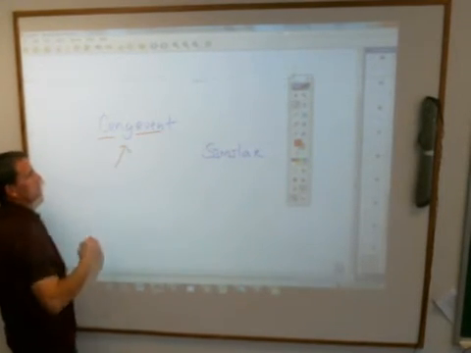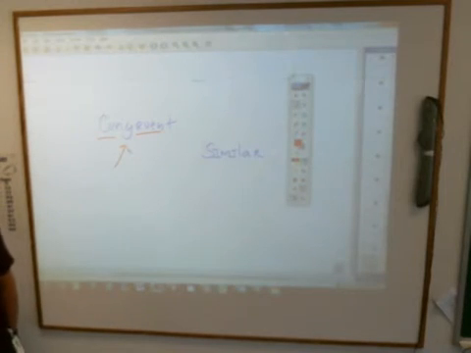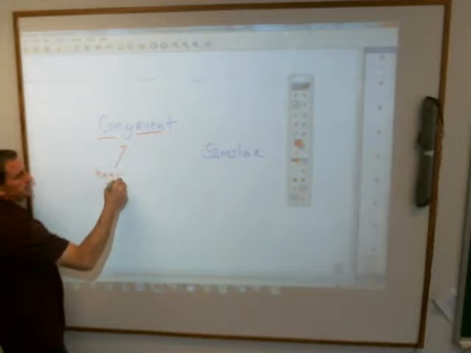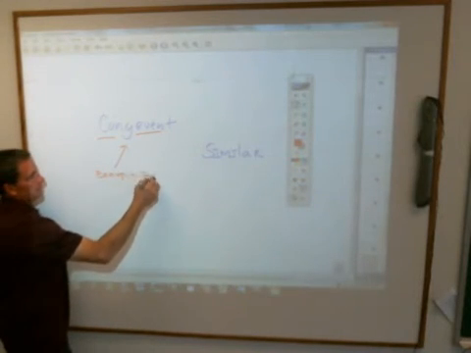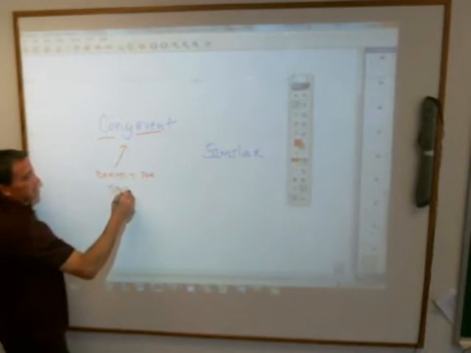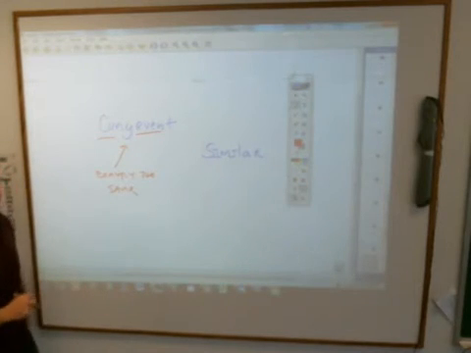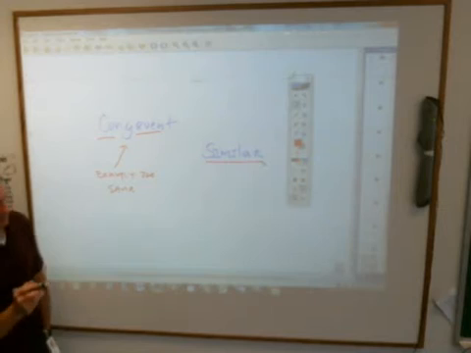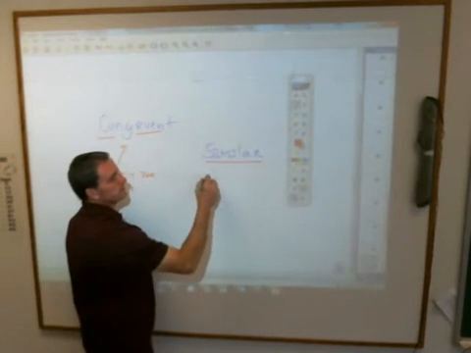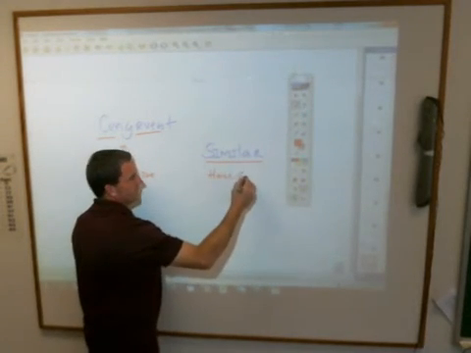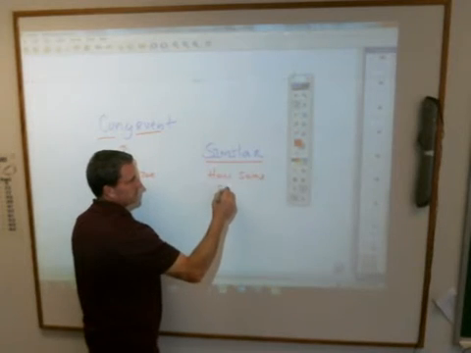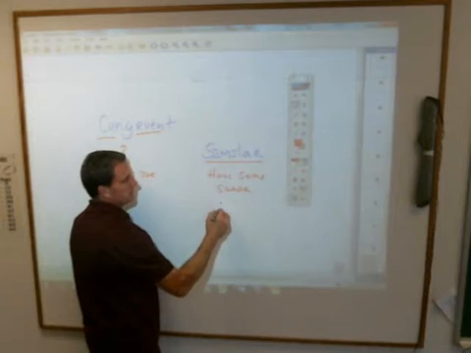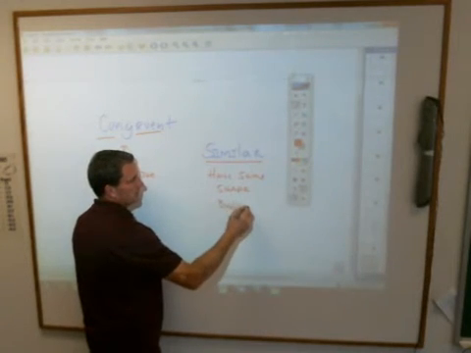If two things are congruent, they are exactly the same. As opposed to if two things are similar, they what? Well, they have the same shape. And when I think of similar, I usually use the old balloon theory here.